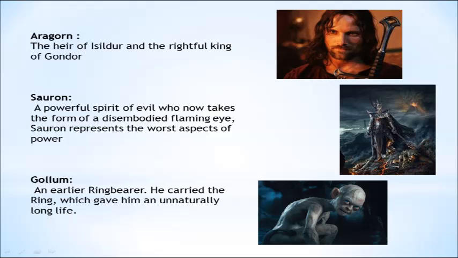Now here we have Sauron. He is a powerful spirit of evil who now takes the form of a disembodied flaming eye. Sauron represents the worst aspect of power, especially greed, cruelty, and the desire for domination.